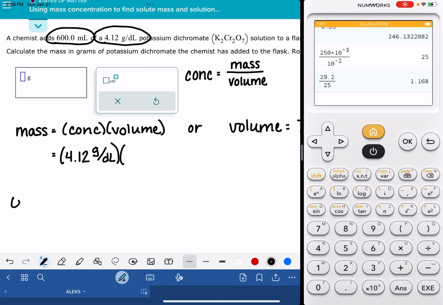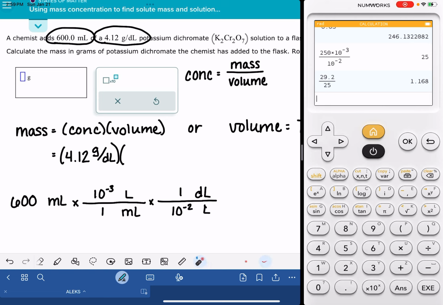So down here, what I'm going to do is take that 600 milliliters and convert that volume into deciliters. When I'm doing a metric to metric conversion, I prefer to convert from the prefixed unit into the base unit. So I'm converting from milliliters into liters. 1 milliliter is 10 to the minus 3 liters. And then I like to convert from the base unit into the new prefixed unit. 1 deciliter is 10 to the minus 2 liters. That's just my own strategy.